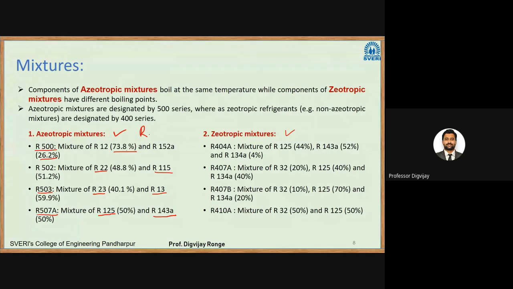Coming to the zeotropic mixtures, these are R followed by 4. The previous ones were R followed by 5, and this is R followed by 4. First is R404A. This is a mixture of R125, R143A, and R134A.